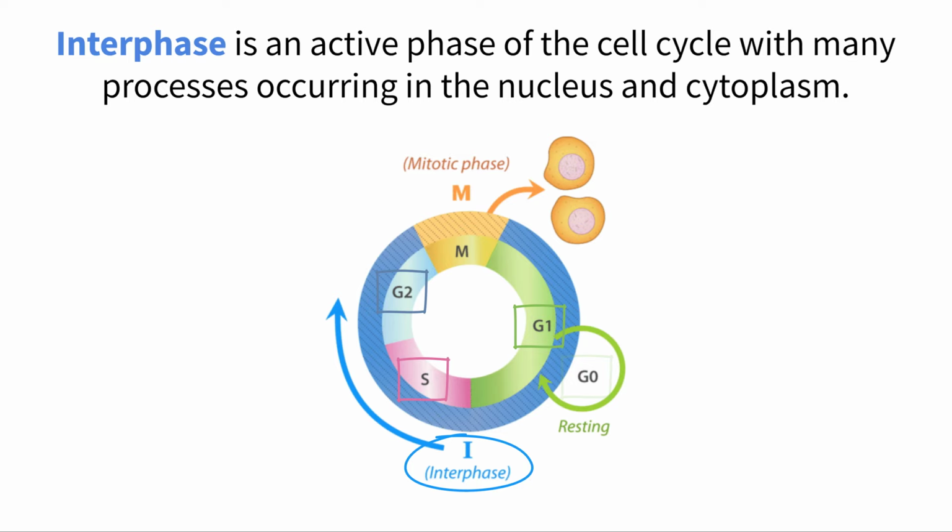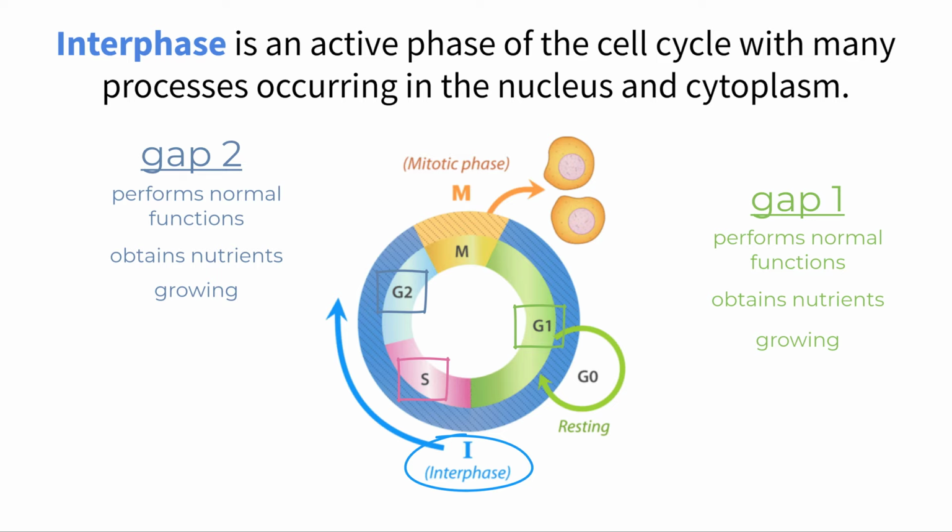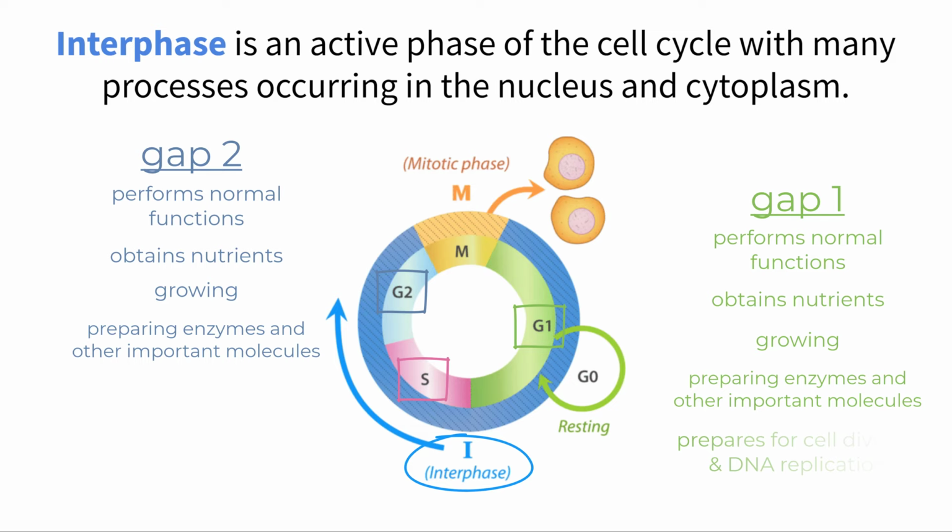During gaps 1 and 2, the cell is doing a few basic things to prepare for cell division, aside from performing its normal functions. It is obtaining nutrients, increasing in size, and creating the proper molecular components needed for cell division, like specific enzymes and sufficient amounts of ATP. The main difference between the gap stages is that in gap 1, the cell prepares for cell division and also for DNA replication, where in gap 2, the cell finalizes the stages for division.